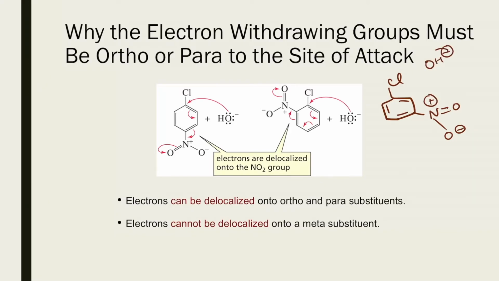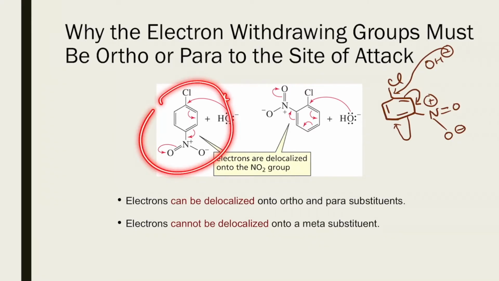As the nucleophile comes and attacks this carbon, these electrons will come here, but then it is these electrons that will be delocalized. It cannot get delocalized onto the nitrogen. Because of this, you want the electron withdrawing groups on the ortho or the para position. So only in the ortho and the para position can the electrons be delocalized.